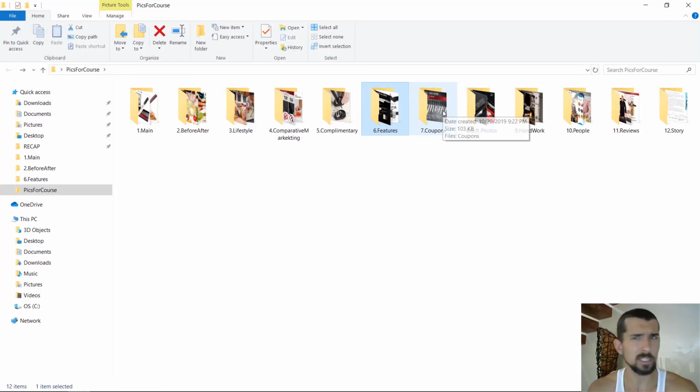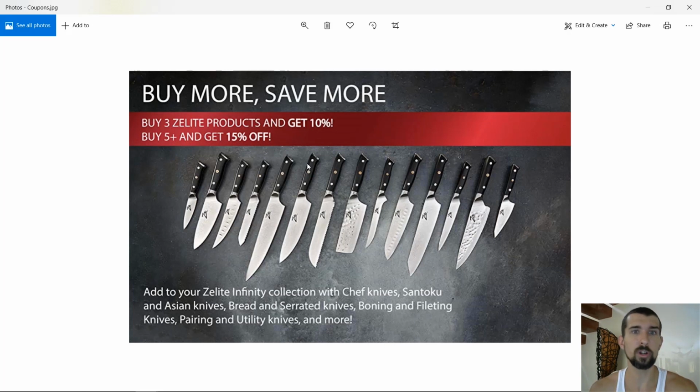Next, we have the coupons. What does coupons mean? Coupons means when you buy more, you save more. So buy 3 Zealot products and get 10% off, buy 5, get 15% off. Now this one can be set inside Amazon, like with the promotions, but technically you are not allowed to do that. You cannot show your promotions on your pictures. I don't know why they don't allow it, but I do that.